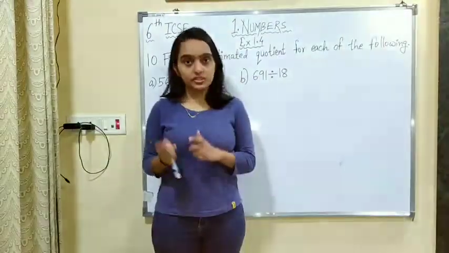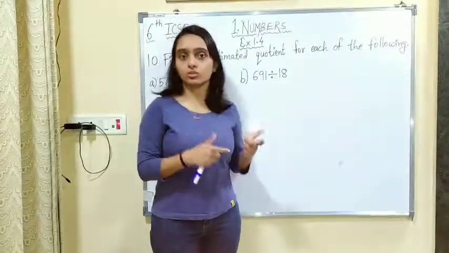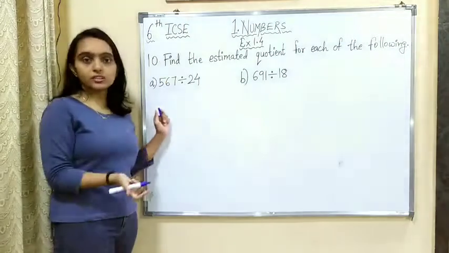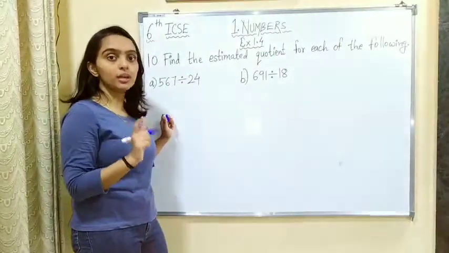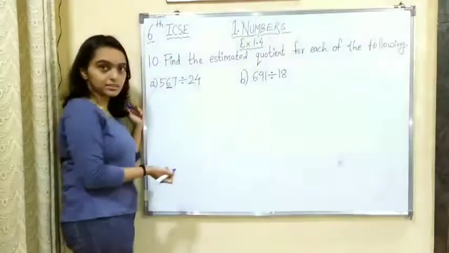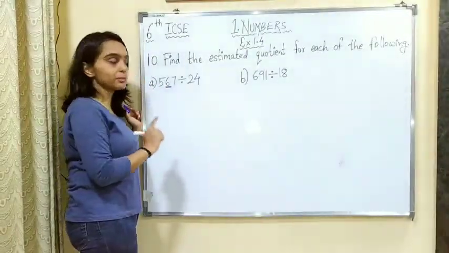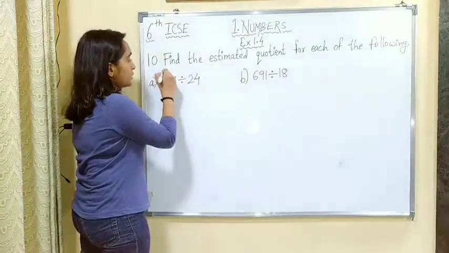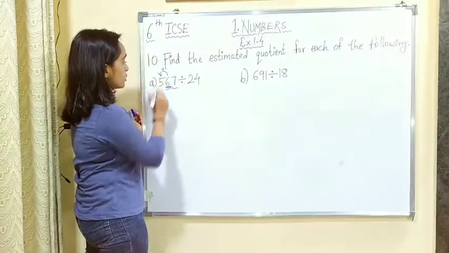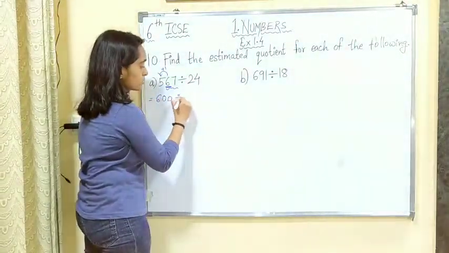The 10th question is find the estimated quotient for each of the following. So here we have to estimate the numbers and then we have to divide them to find the quotient. Okay. So here a 3-digit number is there. So we will estimate it to hundreds place. So the digit at the tens place is 6. It is greater than 5. We will add 1 to the hundreds place. So adding 1 and replacing all the rest digits by 0. So 5 plus 1 is 6 and then 2 zeros.